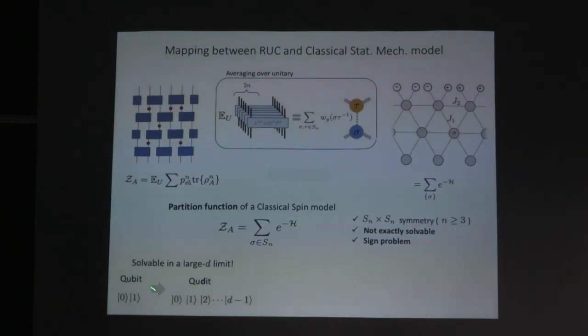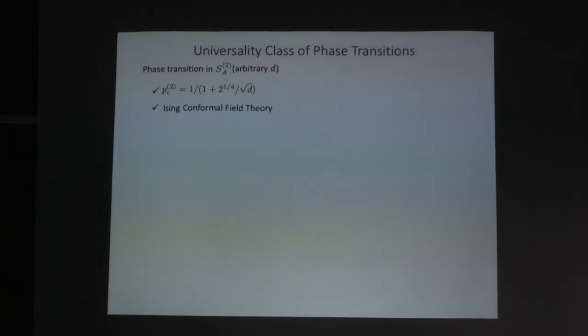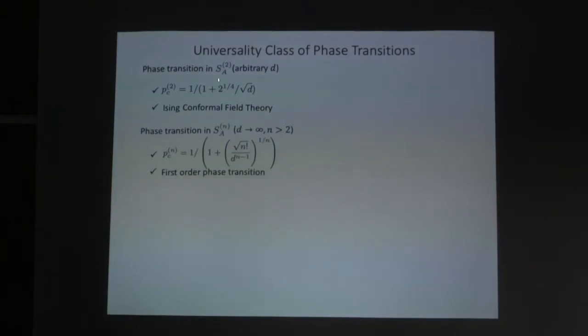So far, we considered the qubit, but we could have considered the qudit, where the internal state of each qubit is replaced by d states, and take a large d limit, which is basically the large n limit. In this limit, we can show that the phase transition happens where the weights are all positive. And furthermore, this whole classical Hamiltonian reduces to the so-called standard n-factorial-state Potts model, whose exact phase transition is known in the literature. So the universality class of the phase transition is known in several different cases. For example, for n equals 2 and arbitrary d, it's an Ising conformal field theory with the critical point here. For arbitrary n, when d goes to infinity, we have the n-state Potts model. It's a first-order phase transition.